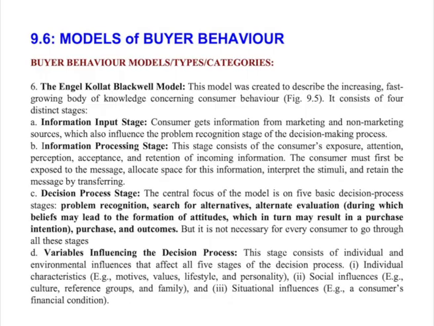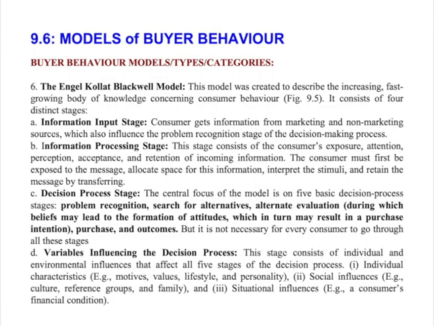Now, this is a very important model. It again consists of 4 distinct stages. So, what are these 4 stages? The first one is the information input stage. Here the consumer gets information either from marketing or promotional activities by the firm, or from other sources like social media, etc.